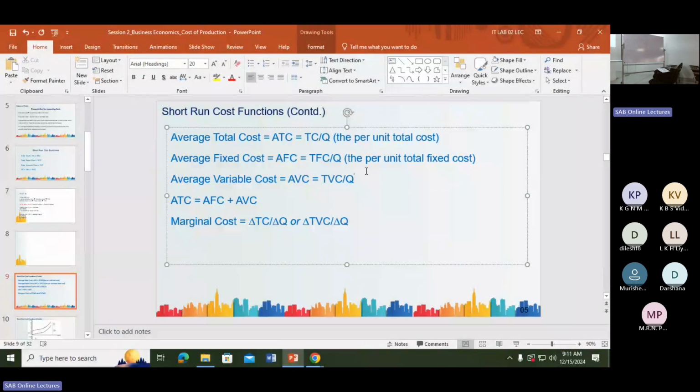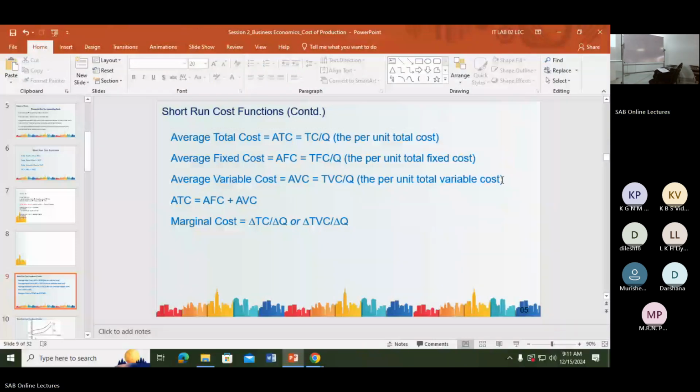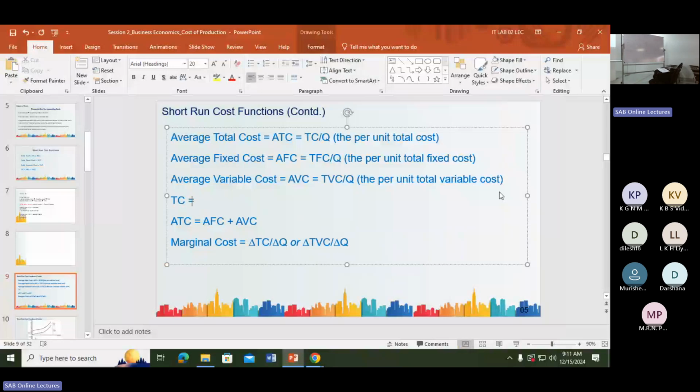And the average variable cost is total variable cost divided by the quantity of output. That is the per unit total variable cost. Average total cost is the summation of average fixed cost and average variable cost. Total cost is total fixed cost plus total variable cost. So average total cost is average fixed cost plus average variable cost.